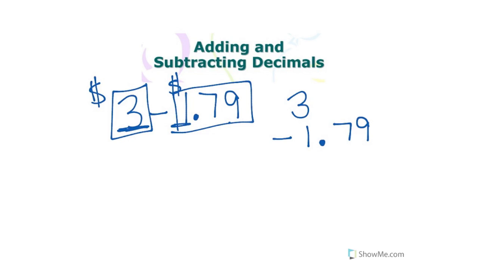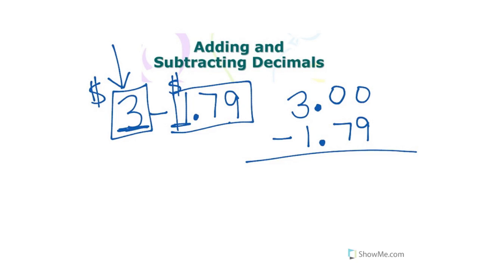Now I'm going to add my zeros as my placeholders. But what happens if I don't put the decimal there? What does this turn into? It turns into 300. Did I have $300 to start with? No, I had 3 wholes. So the decimal makes a big difference, guys. Now that I have it lined up, I can go ahead and start.